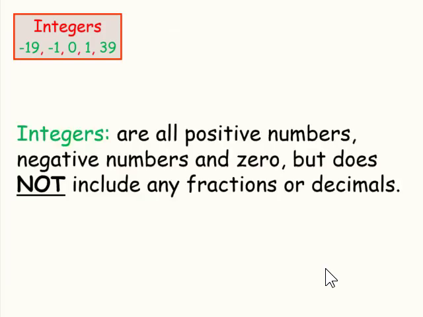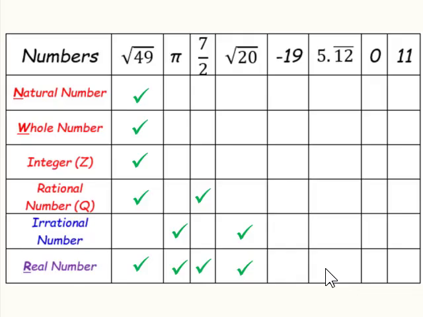Integers. Integers are all positive numbers, negative numbers, and zero, but does not include any fractions or decimals. So therefore, negative 19 is an integer. If you're an integer, you must be rational, and if you're rational, you must be real.